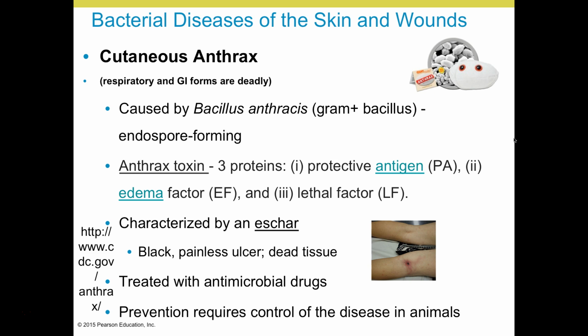When you have a patient that has been attacked with anthrax, it causes eschar, which is this black painless ulcer. It looks like dead tissue, as you can see in the picture right here of this patient. It requires controlling the disease in animals, especially. You can get it from other animals.